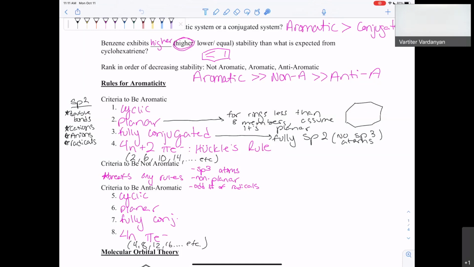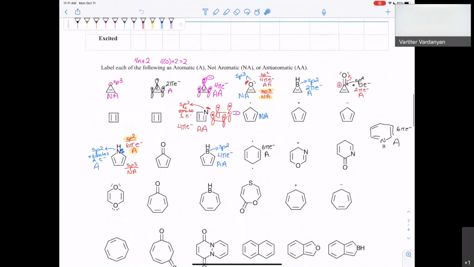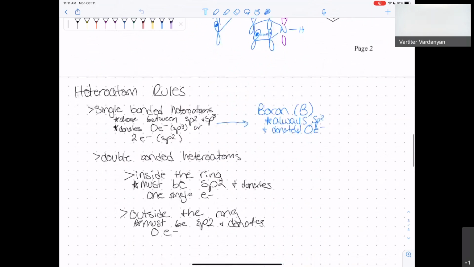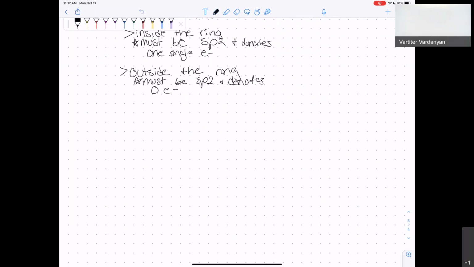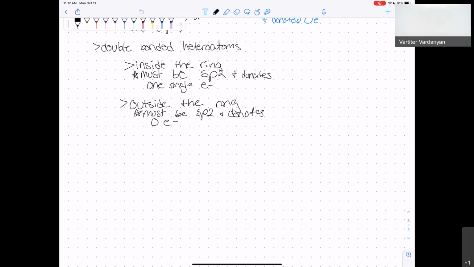Okay, cool. So last time we went over the rules of aromaticity and everything, and we did a lot of examples here. And so today we're going to focus more on the heteroatom rules and then the molecular orbital theory stuff. So we did the first couple heteroatom rules, which was the single bonded ones and the double bonded ones. We also talked about how boron is an exception to that rule because it is always sp2 and it donates 0 electrons. And the last rule that we didn't get to talk about is, what if we have multiple heteroatoms?